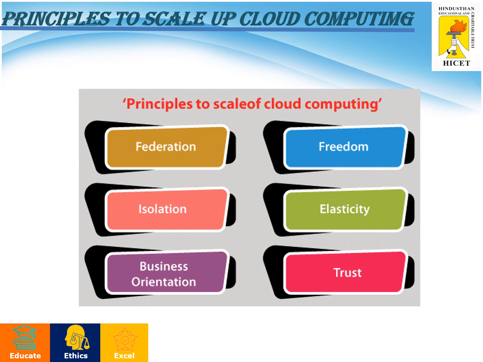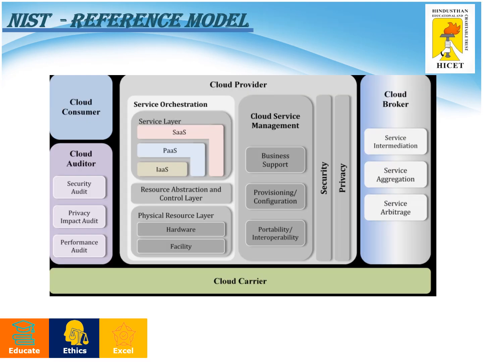The last principle that scales up cloud computing is trust. Trust is the more important factor that makes customers move their computing over to the cloud. So for the success of cloud, trust must be maintained between the cloud customer and cloud vendor, and also among the different cloud providers to form the federation. So these are the six principles that scale up cloud computing.